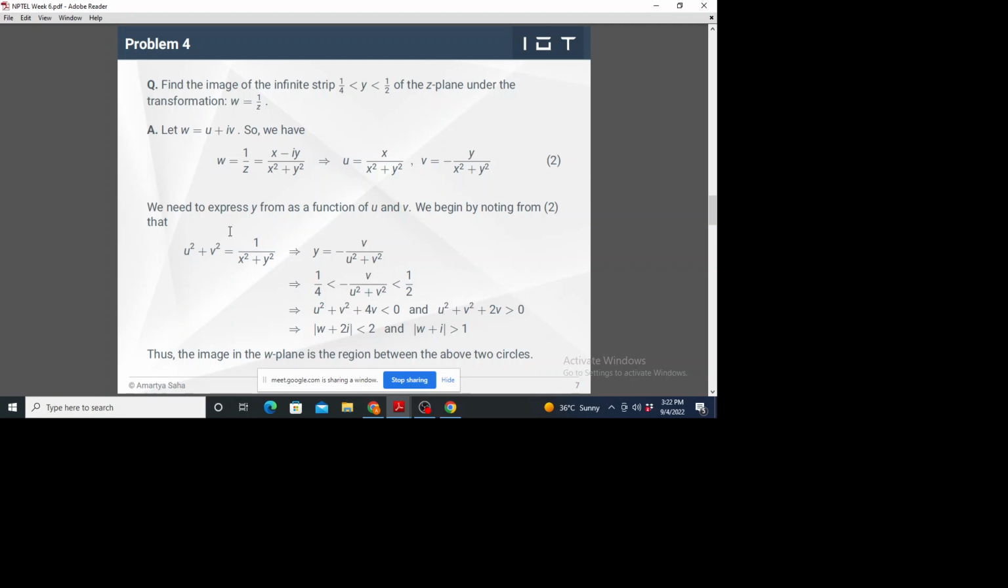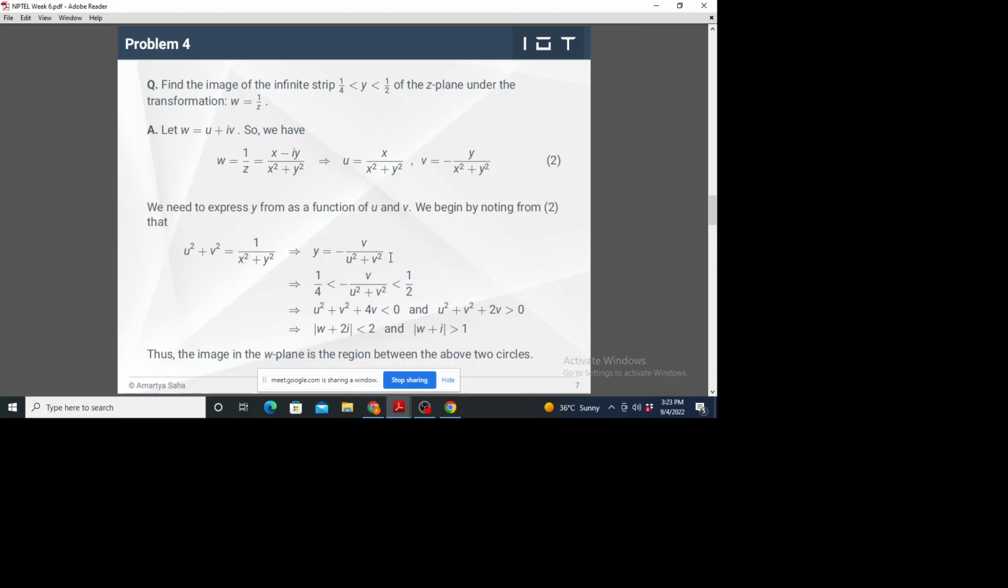So here u square plus v square is 1 by x square plus y square. Okay, and that gives us, from the second equation, we have found u square plus v square is equal to 1 by x square plus y square, and then we substitute this in the second equation to get y equal to this: minus v by u square plus v square. See, this has directly led to an equation of y.